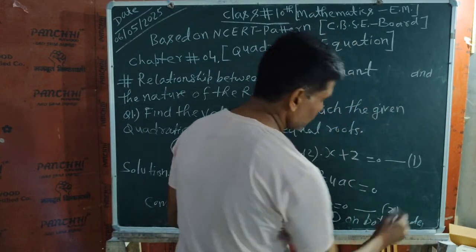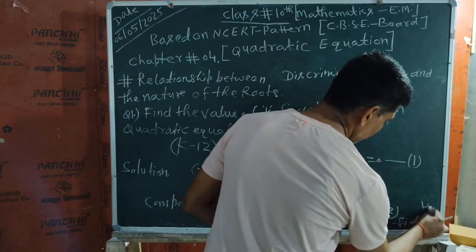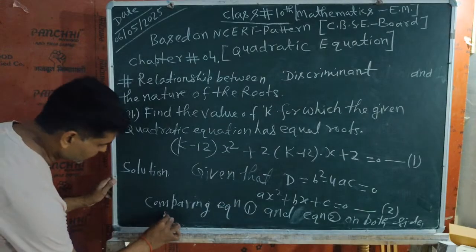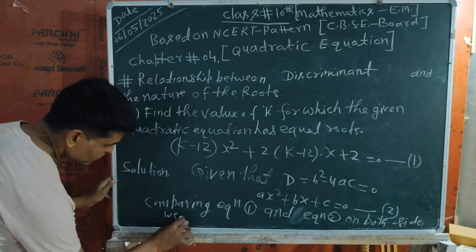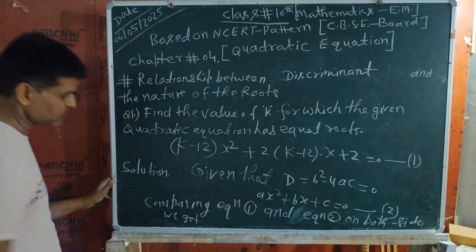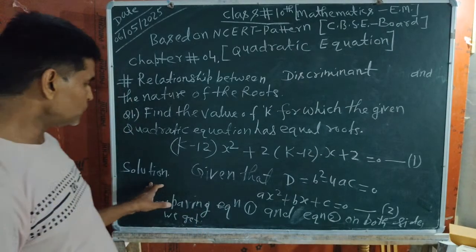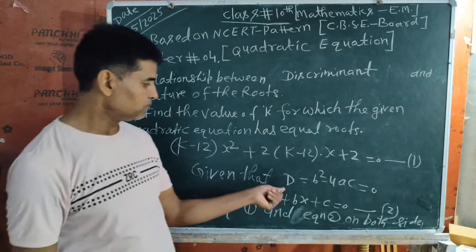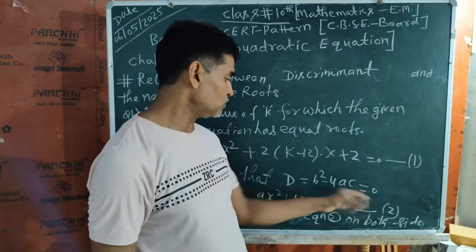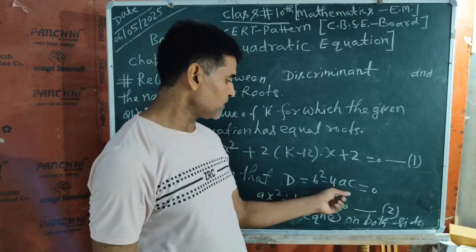And then here we will write, we get, on both sides we get. Here I will write, we get. So this is the information and we have to use this. The solution is given that because both roots are equal, it means that D is equal to 0. The value of D is b square minus 4ac.